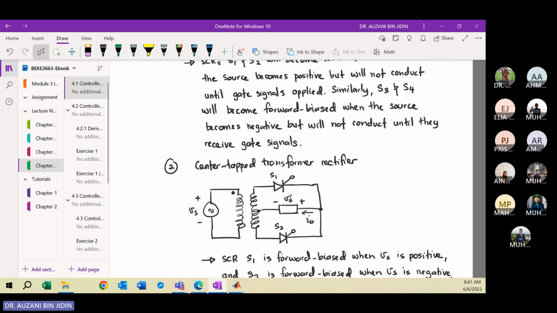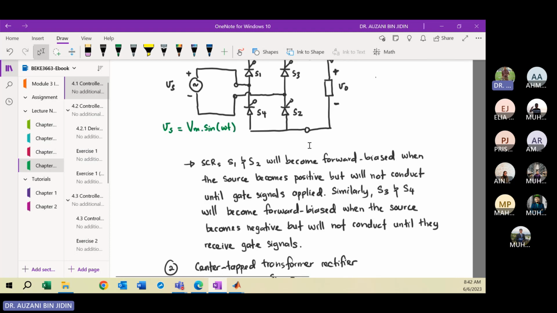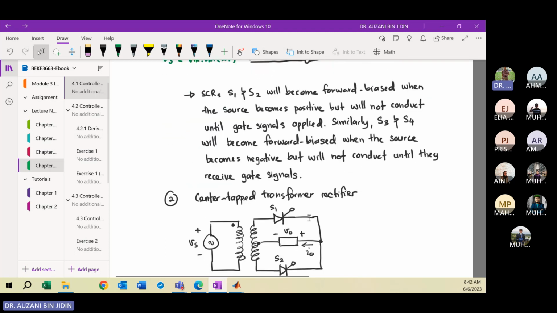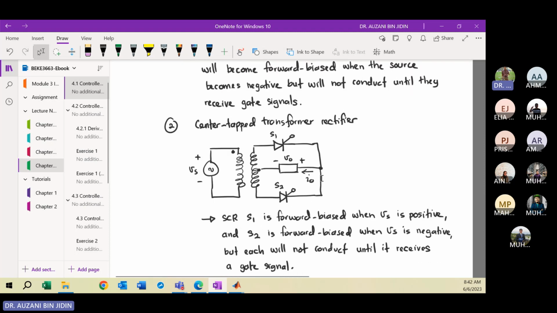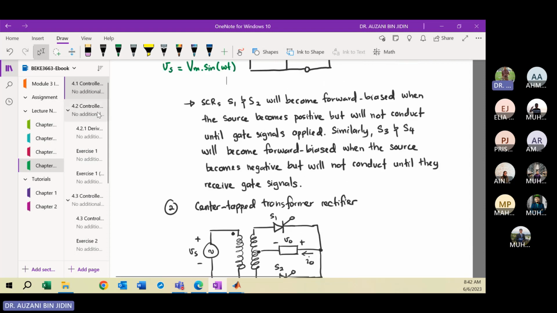Okay, for this subject we actually focus on the first type, the full bridge, and there is no need to focus on this part. This one we have already studied in the power electronics subject, so we don't need this one. Okay, then we go to the next page.